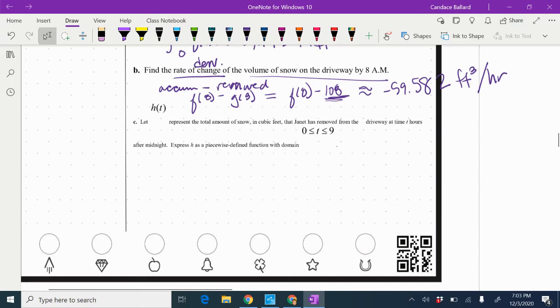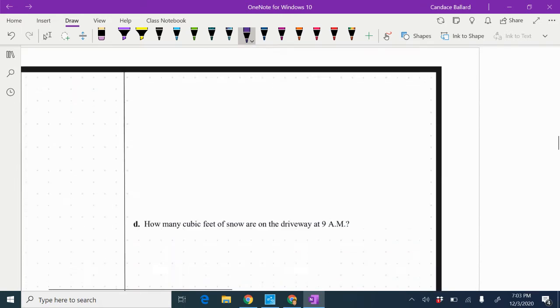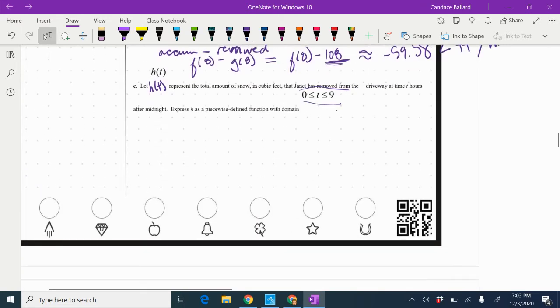Let's take a look at part C. Let H of T represent the total amount of snow in cubic feet that Janet has removed. So we're talking about what is removed in the driveway T hours after midnight. H is expressed as a piecewise function with domain from 0 to 9. Express H as a piecewise function.